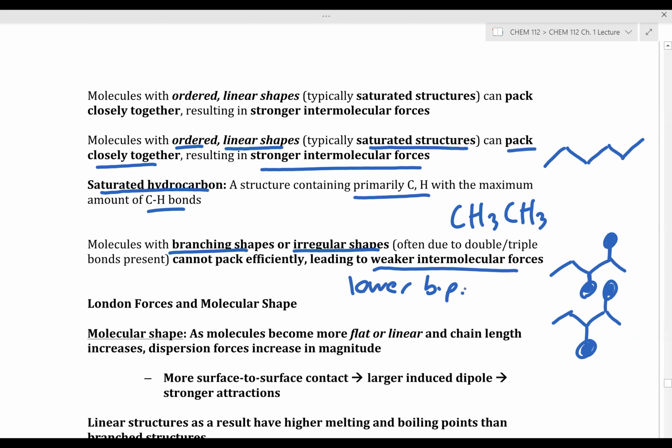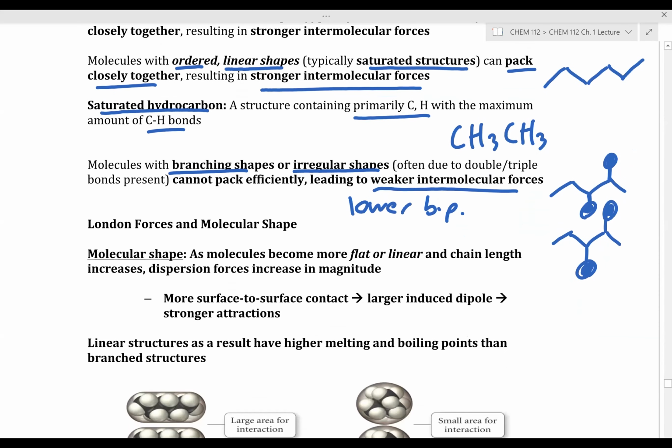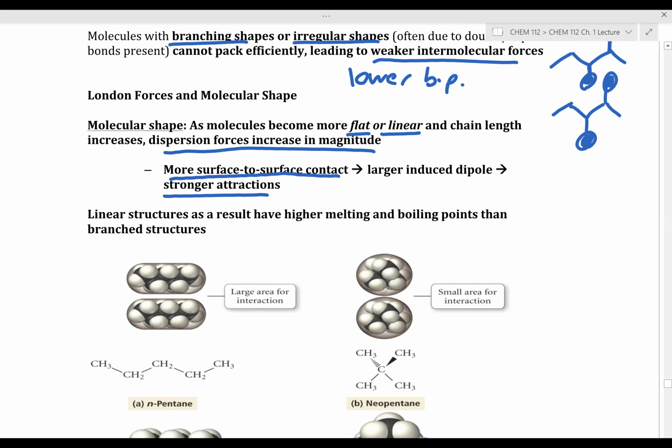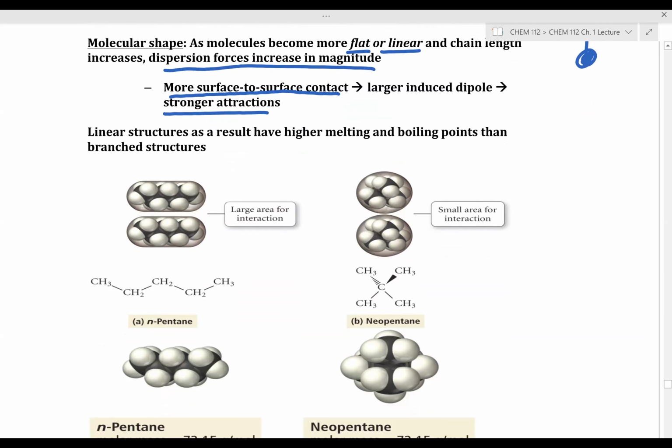Okay. Now there's one other type of molecular shape that's really interesting, and we see these a lot in organic chemistry. So, as molecules become more flat or linear, your dispersion forces get stronger. Think about this from the perspective of surface area. If you have more surface-to-surface contact, you have stronger attractions. So if we compare a linear structure to a branch structure, let's take a look.